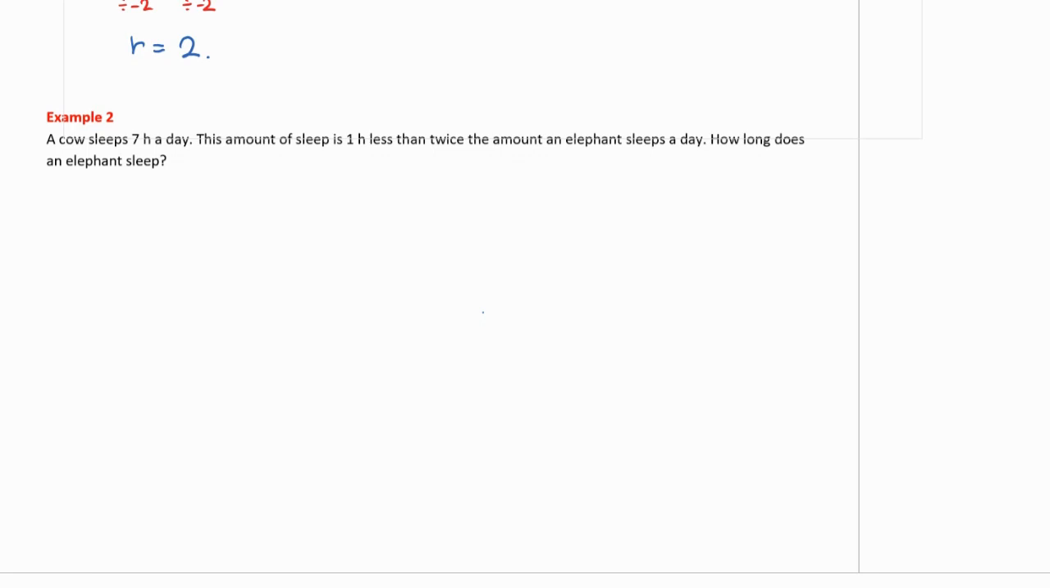Example 2. A cow sleeps 7 hours a day. So this is 1 hour. So I want you to highlight this, 7 hours. And this is 1 hour less than twice the amount an elephant sleeps a day. How long does an elephant sleep? Okay, to solve a word problem, we have to do 3 steps.